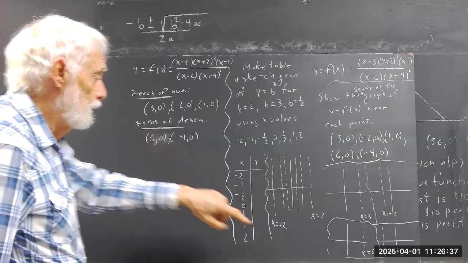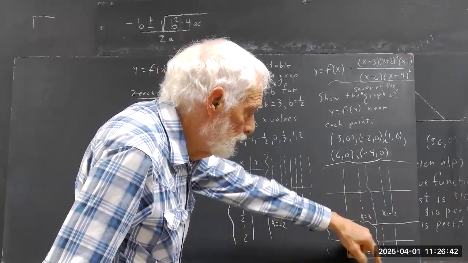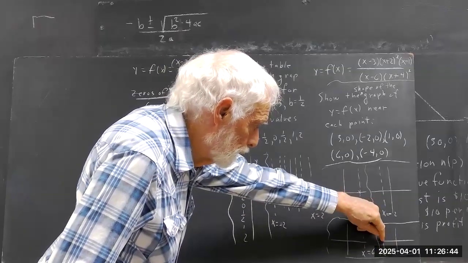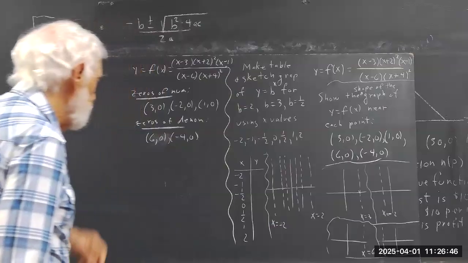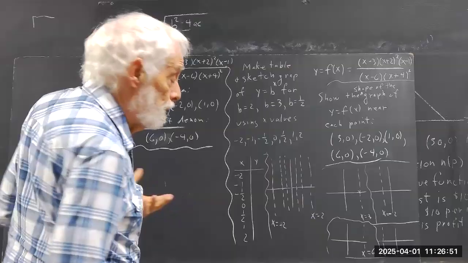But then you've got 6, 0, which corresponds to x equals 6. Right there's a point 6, 0. Here's your x equals -4 line. Right there's a point -4, 0. Those are key points.